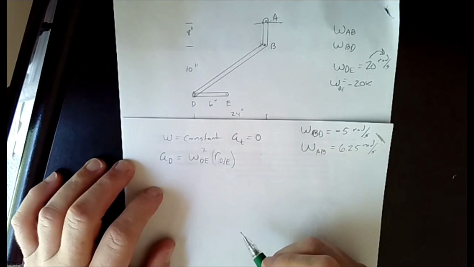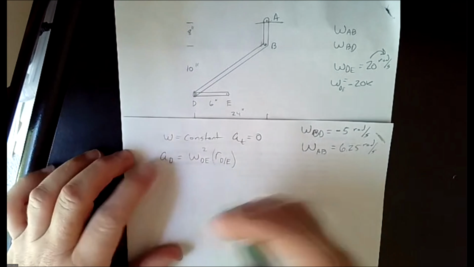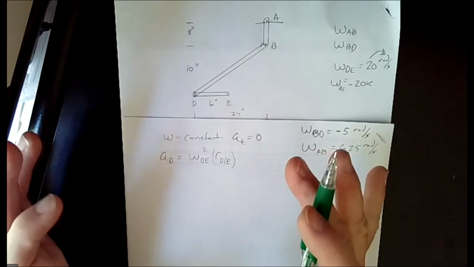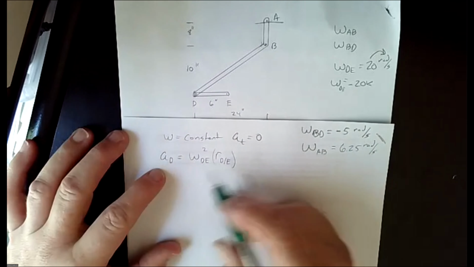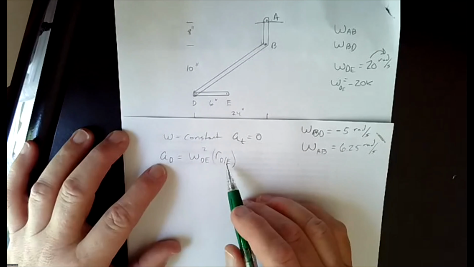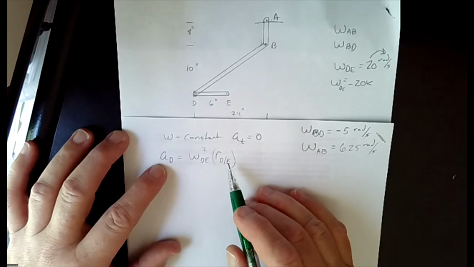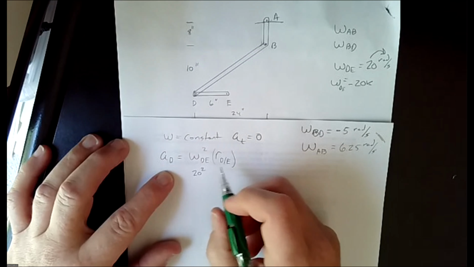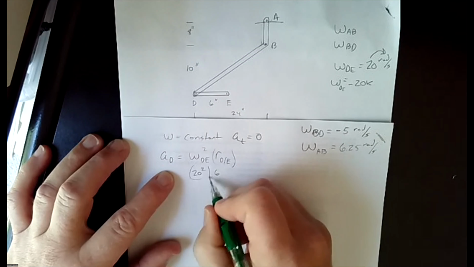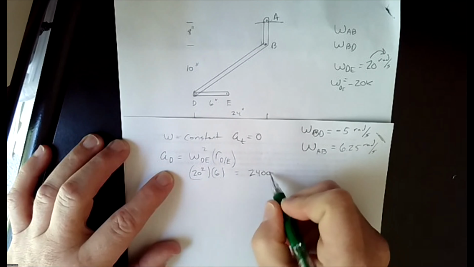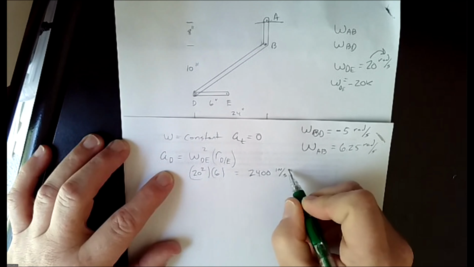All right, you ask, where's the negative? Well, remember that this is a scalar. This isn't a vector we're doing here. We're just multiplying this by this. So what we're saying is that we have 20 squared times 6 inches, and so we know that the acceleration is 2,400 inches per second squared.